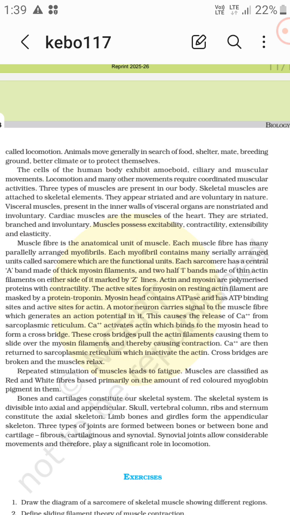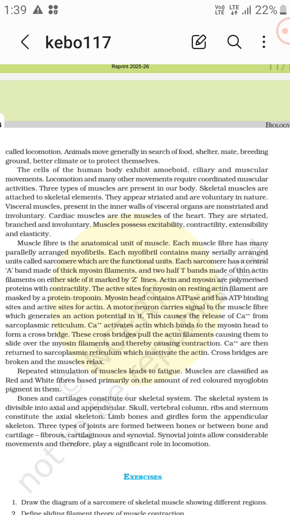These cross bridges pull the actin filaments, causing them to slide over the myosin filaments and thereby causing contraction. Calcium is then pumped back to the sarcoplasmic reticulum, which inactivates the actin. Now the cross bridges are broken and the muscle relaxes.